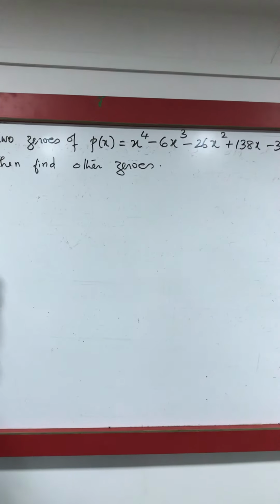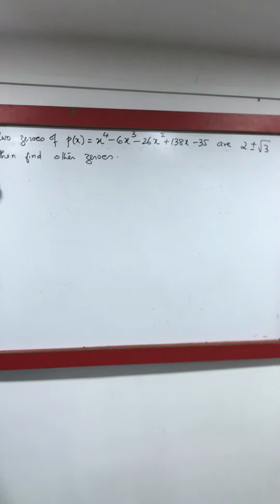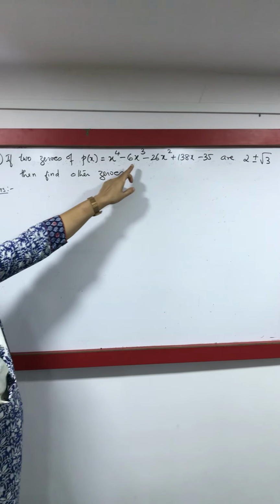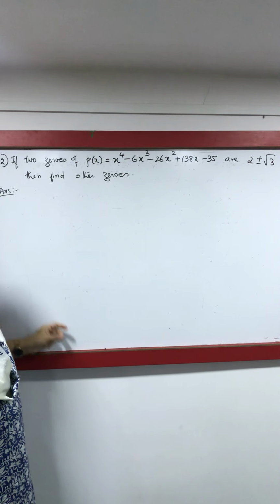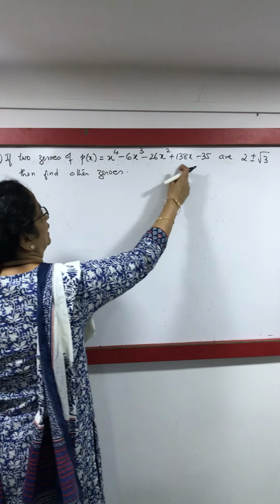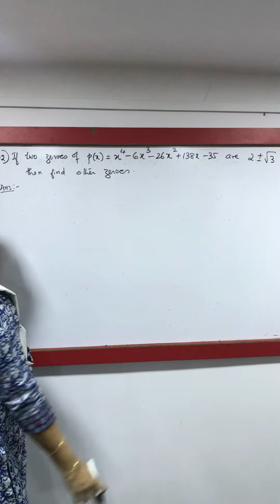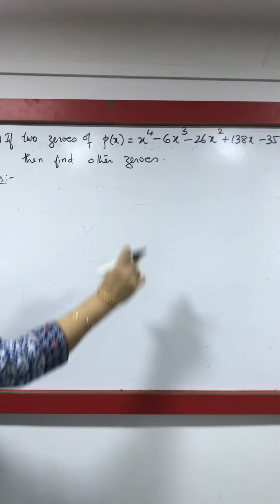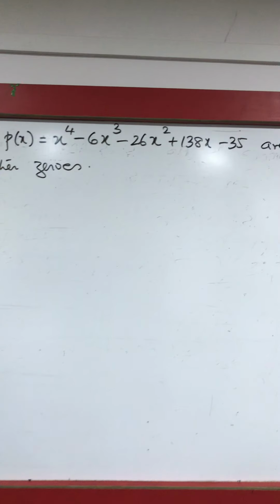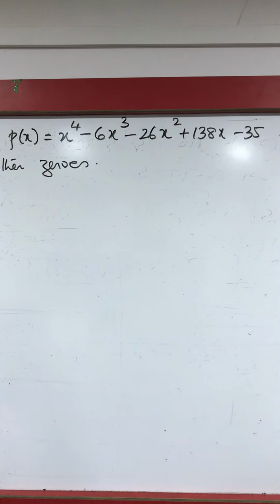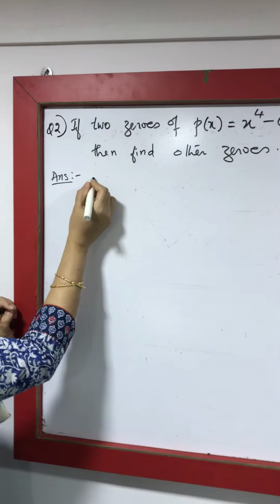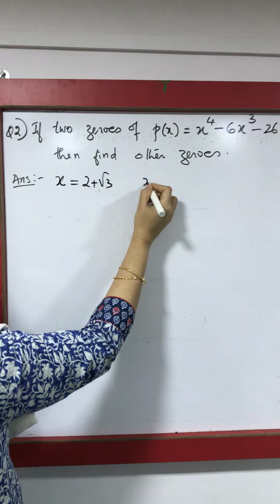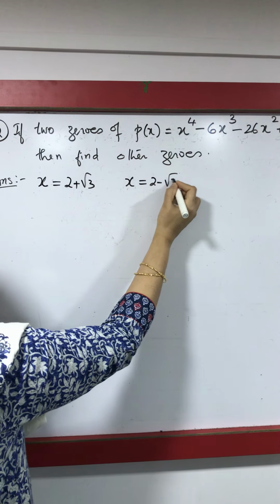The second question that was given was: if two zeros of the polynomial x raised to 4 minus 6x cube minus 26x square plus 138x minus 35 are 2 plus or minus root 3, then find the other zeros. Remember here the degree of the polynomial is 4, so there will be 4 zeros. I have already told that we are going to write x equal to 2 plus root 3 and 2 minus root 3.